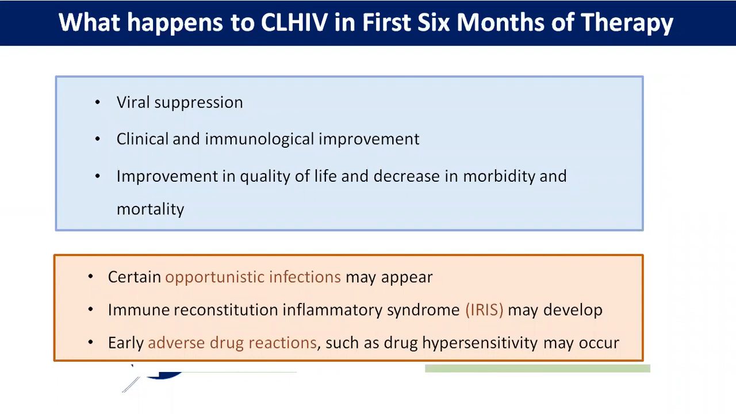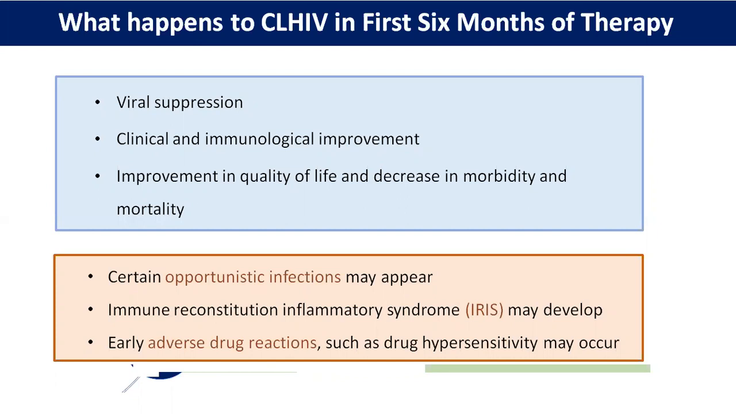Certain opportunistic infections may appear. So what are the other possibilities you might think of in the first 6 months? Certain opportunistic infections may appear even during treatment. Immune reconstitution inflammatory syndrome may develop. Early adverse drug reactions such as drug hypersensitivity may occur.